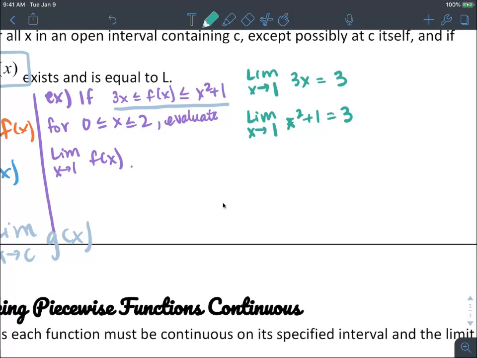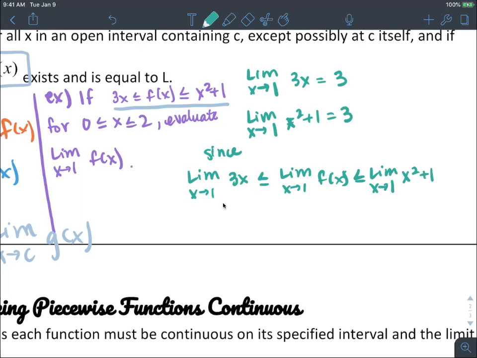So what I know is that since the limit as x approaches 1 of 3x is less than or equal to the limit as x approaches 1 of f of x, and that's less than or equal to the limit as x approaches 1 of x squared plus 1, and I already evaluated these limits. This one's 3, and this one is 3. So automatically I know that the middle one that's in between these two functions has to also be 3.